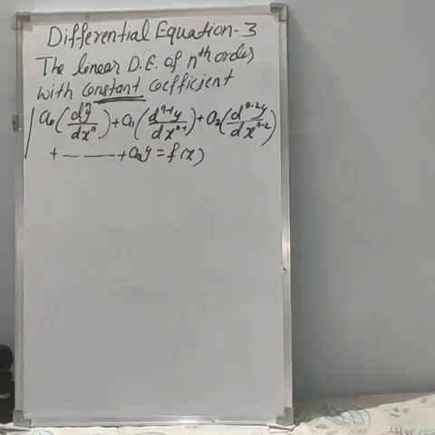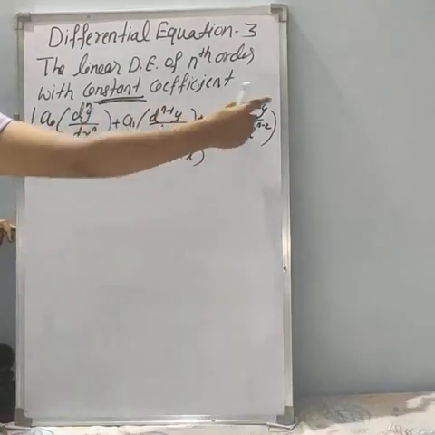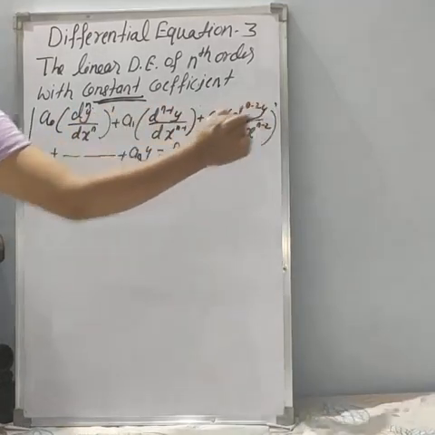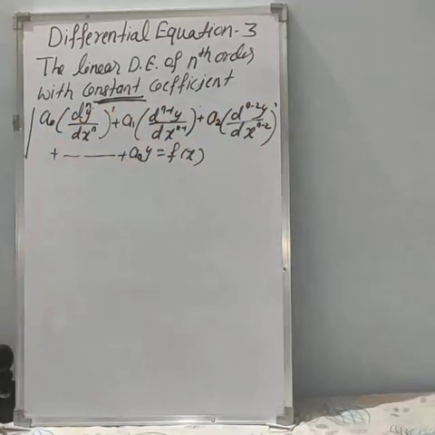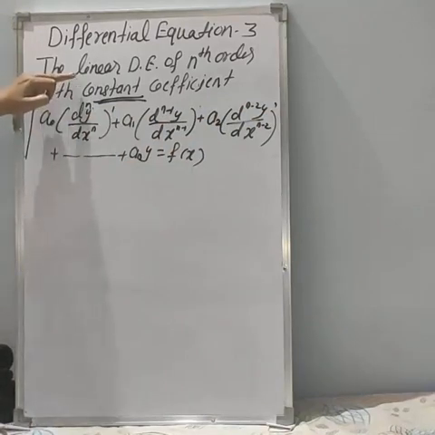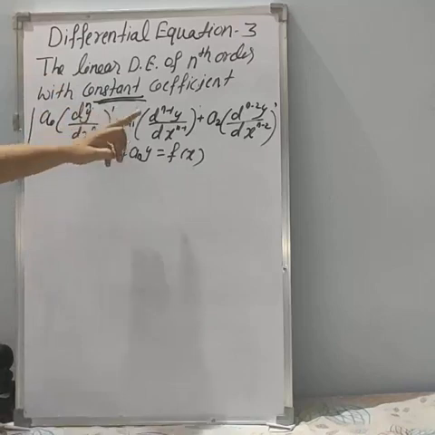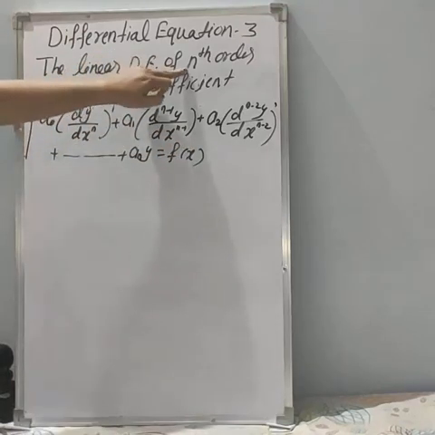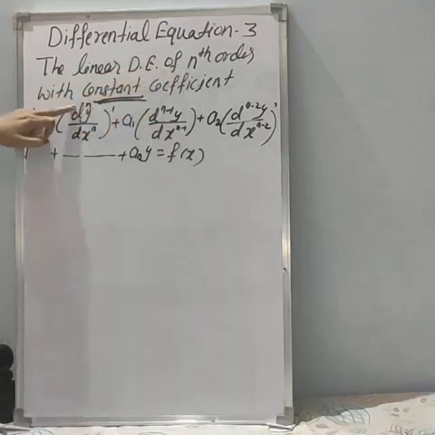And why is it linear? Because if you see the degree or power of each term, the power of each term is 1 only. That's why this is linear. Therefore, this is the linear differential equation of nth order, because here the highest order is n. Therefore, this is called nth order.